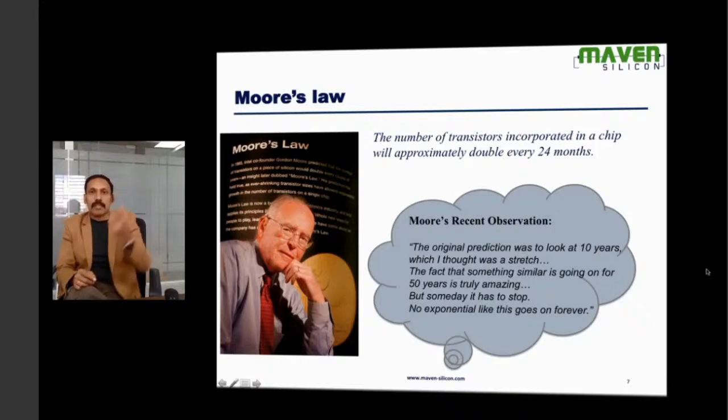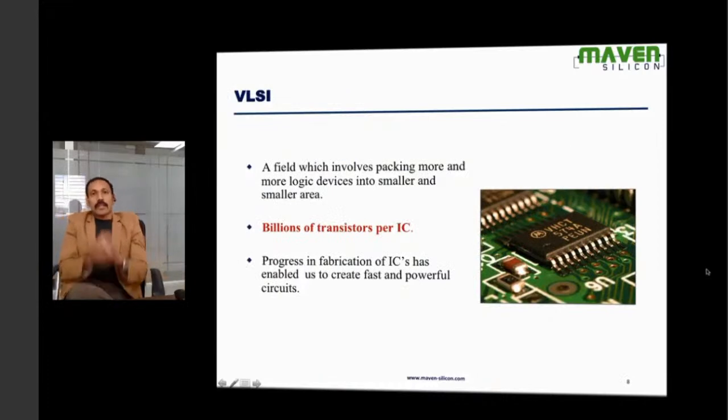When we reduce the transistor size, basically we can think of packing more and more transistors into smaller and smaller chips. VLSI is a field which involves packing more and more transistors into smaller and smaller chips. That's what VLSI means. We can think of having billions of transistors per IC. A11 has got more than 4 billion transistors in it.